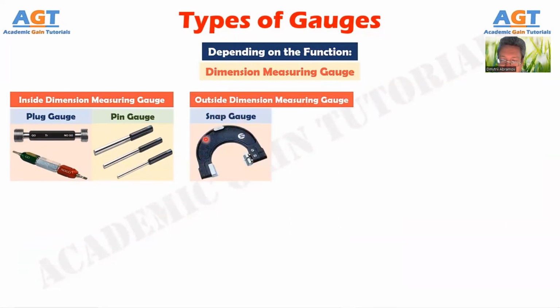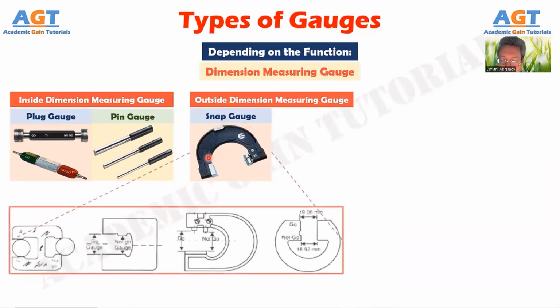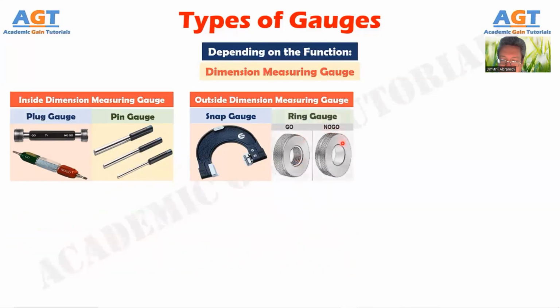The snap gauge is the gauge that is U-shaped, go and not go type gauge. It has jaws by which it checks the accuracy and tolerance. In order to measure the parts, one has to pass a measurement and another one has not to pass the measurement. That is called go and not go measurement. Here go is a high or maximum limit and the not go is the low or minimum limit. Whereas the ring gauge is the same as the snap gauge, but it separates the go and not go pass or is in a single ring.